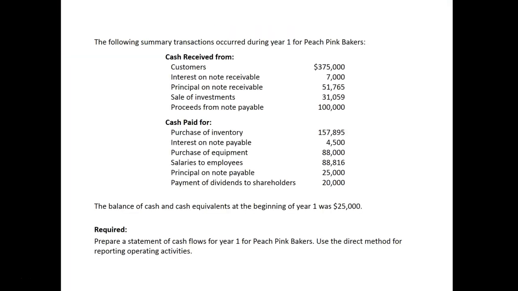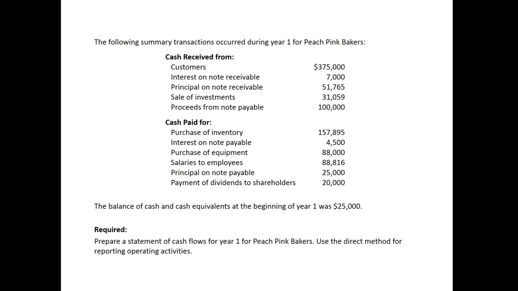So let's take a look at an exercise. The following summary transactions occurred during year 1 for Peach Pink Bakers. We have our cash received from customers, our interest on notes receivable, principal on notes receivable, sale of investments, and proceeds from notes payable. Then the cash that went out: we paid purchase of inventory, interest on a note payable, purchase of equipment, salaries to employees, principal on the note payable, and then the payment of dividends to shareholders.